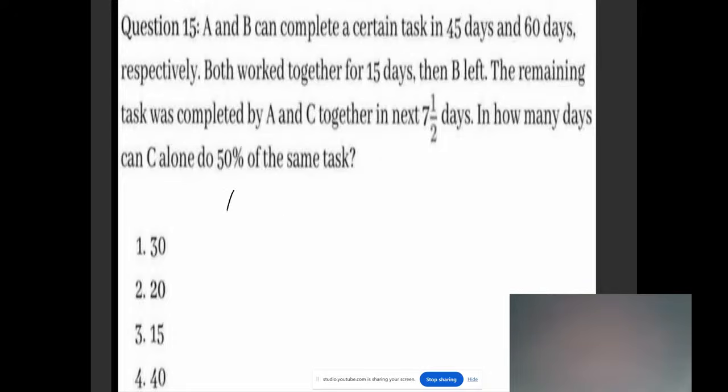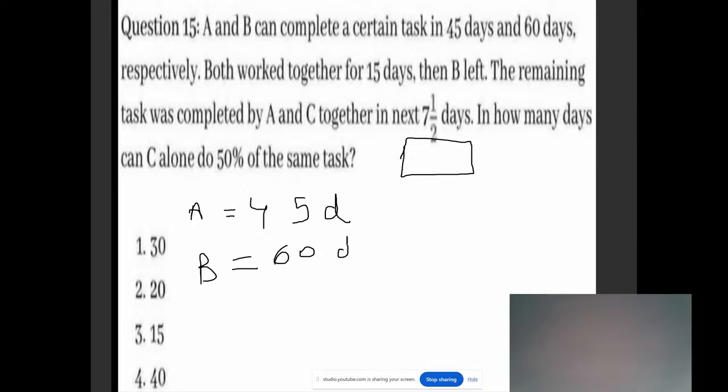Okay, in the question they gave that A can do the work in 45 days, B can do the work in 60 days. First, you should take the LCM of the given numbers. Okay, LCM of 45 and 60. 60 doesn't come in the 45 table, so 60 is not the LCM. Next multiple of 60, 120.